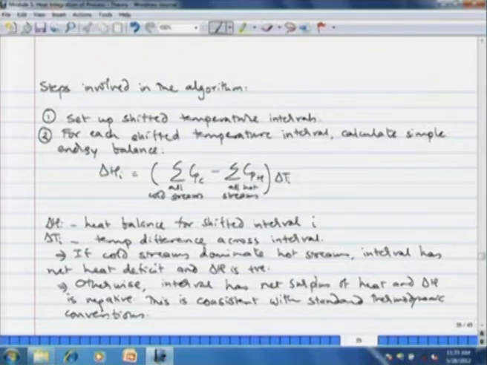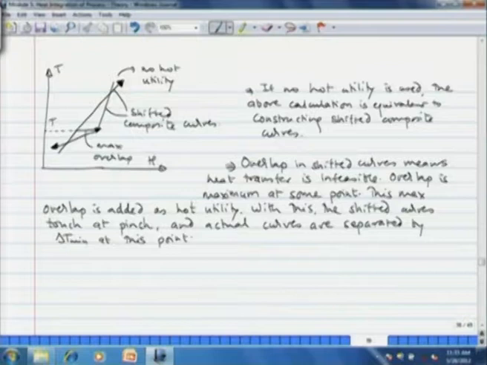Otherwise the interval has a net surplus of heat, and delta H is negative. This is consistent with standard thermodynamic conventions. What you see is the shifted composite curve. If no hot utility is used, the above calculation is equivalent to constructing the shifted composite curve.